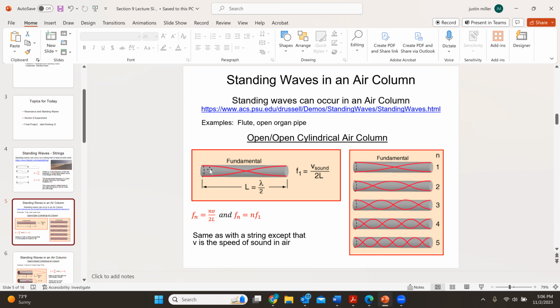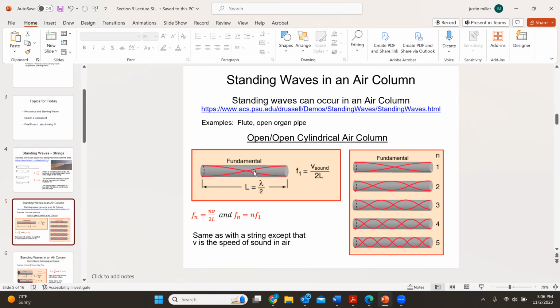So at the ends, the air molecules here can move back and forth a maximal amount. As we get closer and closer to the center, the air molecules' displacements back and forth get smaller and smaller until we're right here. At this location right here, that's known as a node. And nodes are locations where the air molecules themselves undergo no displacements at all. They stand still. They're just bound at that one position.